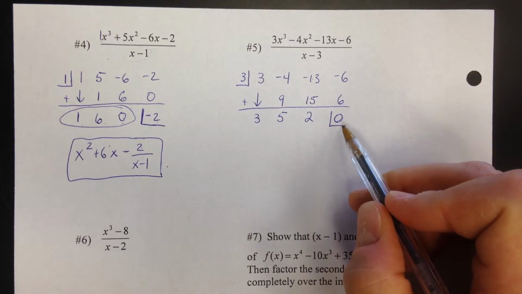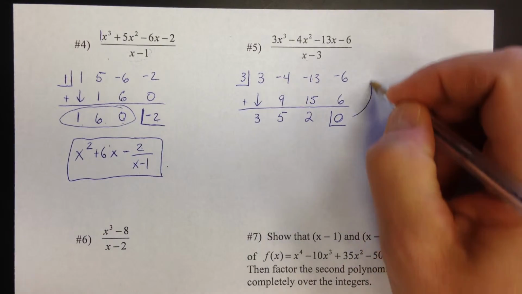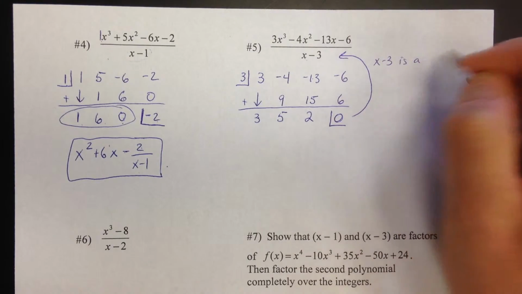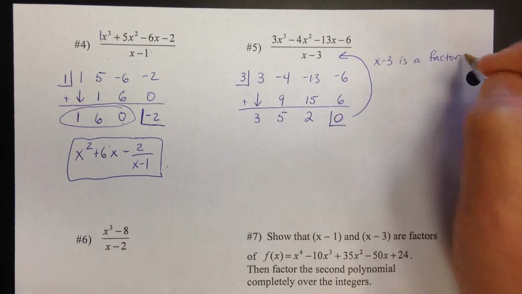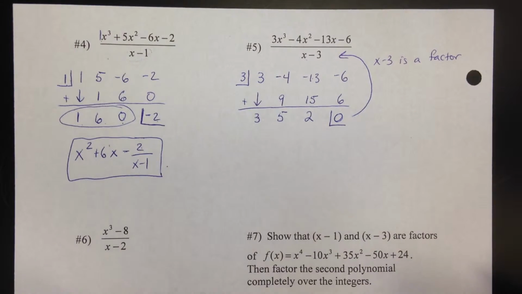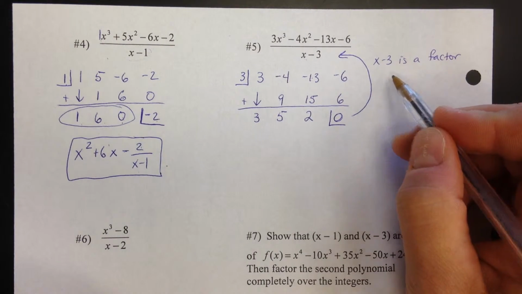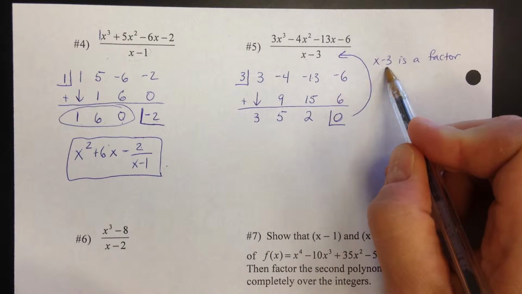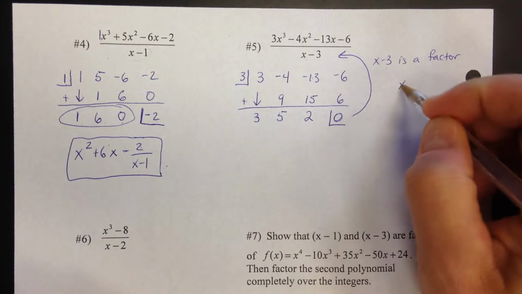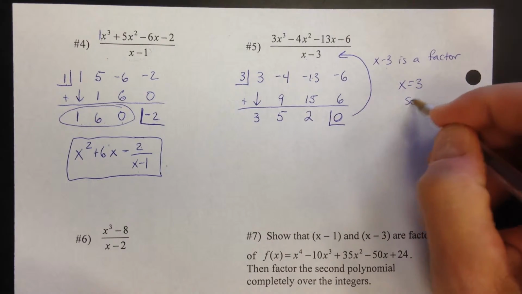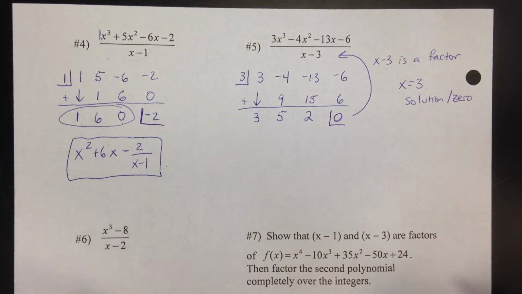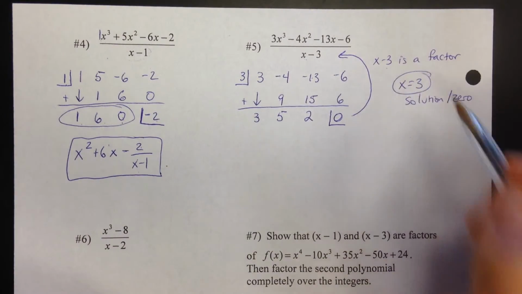If your remainder is 0, then what that means is that x minus 3 is a factor. It divides in perfectly. Now that also means that if I was setting this equal to 0, that's a factor. That means that x equals 3 is a solution, or a 0. So I actually have a solution to this right here.